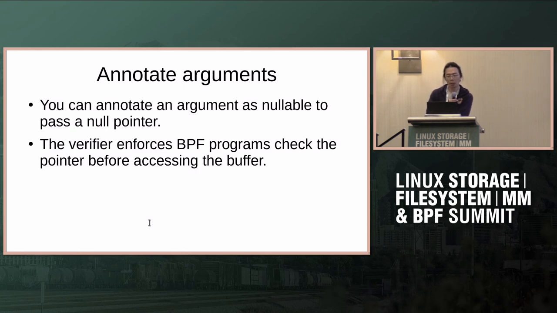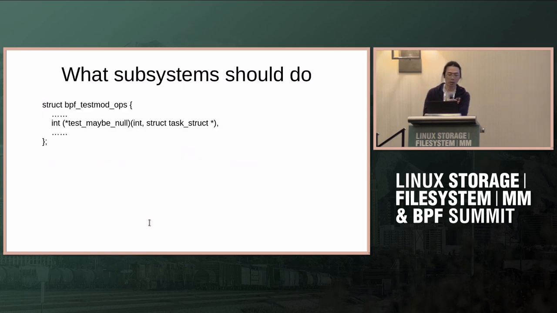Okay, if you want to pass a null pointer as an argument, you need to annotate that. And the verifier will enforce that the BPF program checks before you access the buffer pointed to by the argument. The subsystem, the kernel or kernel module or your subsystem, needs to annotate your function, your operator. Here, for example, we have a type defined in your subsystem called bpf_testmod_ops. This example is straight from the BPF test mode in our selftest directory. Then we have an operator called test_maybe_null, with two arguments. The second argument is a task structure. This one is supposed to be nullable because sometimes we want to pass a null task, because maybe there's no previous task or something like that.